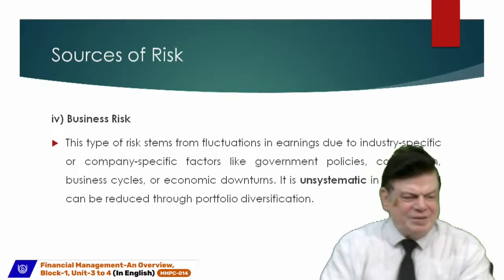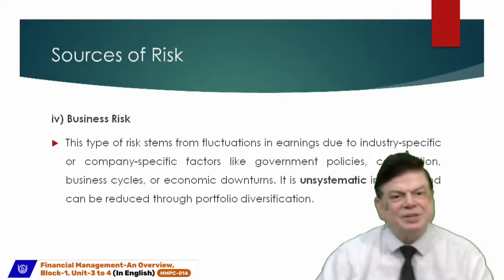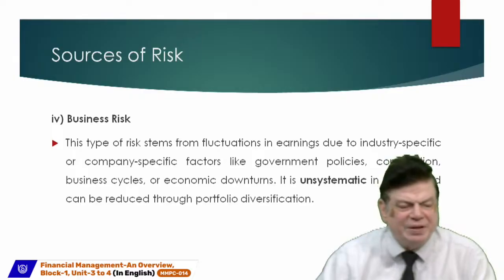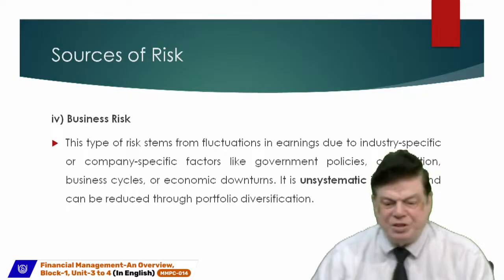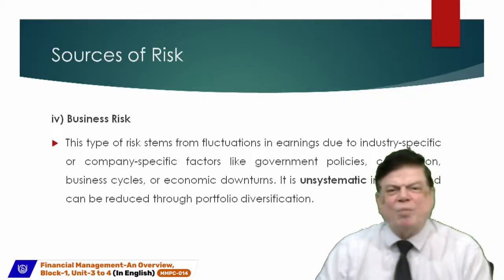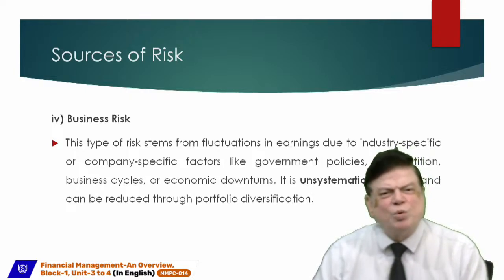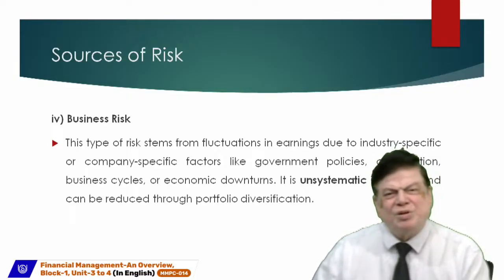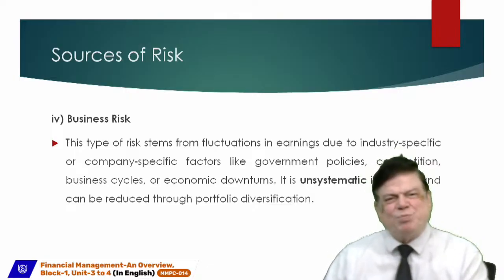Now business risk: this type of risk stems from fluctuations in earnings due to industry-specific or company-specific factors like government policies, competition, business cycles or economic downturns. It is unsystematic in nature and can be reduced through portfolio diversification. You invest in various securities, so that is portfolio diversification.